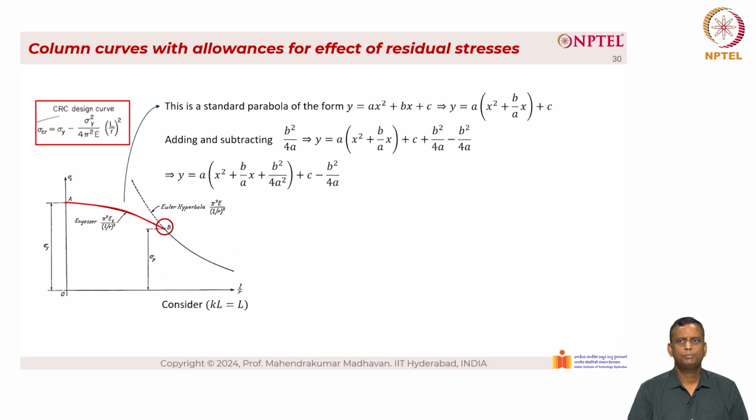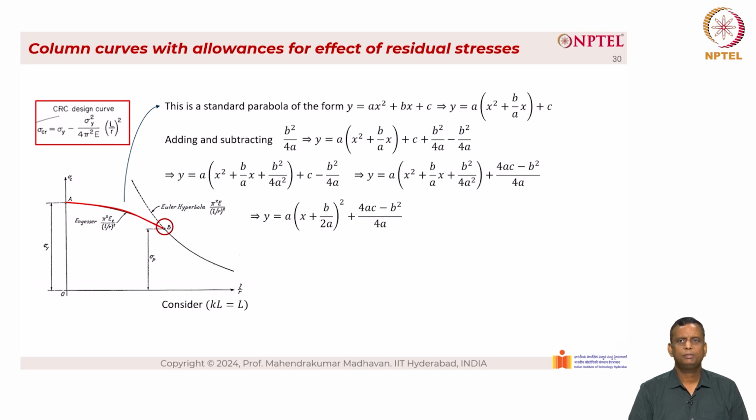So we take plus b²/4a inside the bracket, we have y = a(x² + (b/a)x + (b²/4a²)) + c − b²/4a. It can be further simplified as y = a(x² + (b/a)x + b²/4a²) + (4ac − b²)/4a.